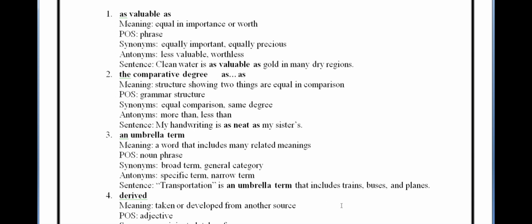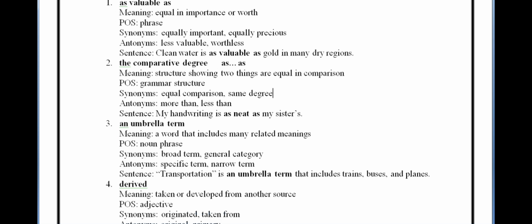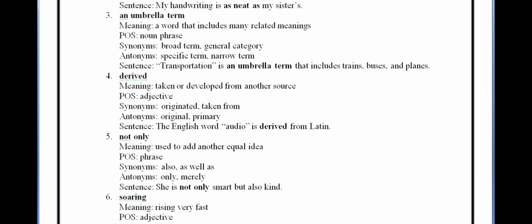Word number 4 is derived. Derived, that means something which is taken or developed from another source. That is, the origin is something different. The main source is something different. Then you say derived. It is an adjective.